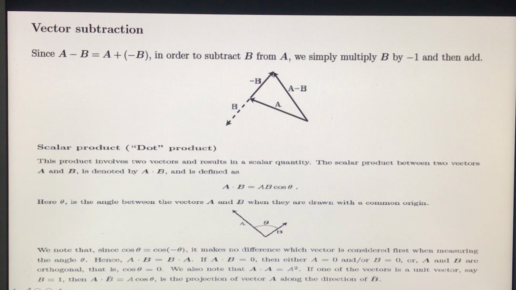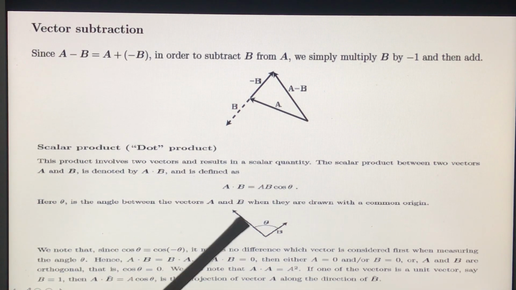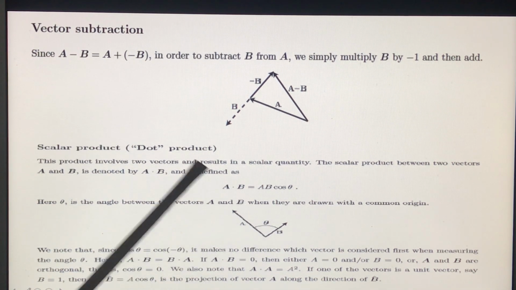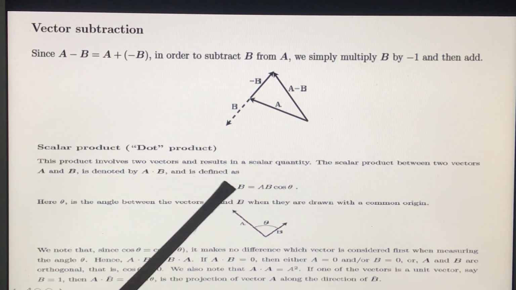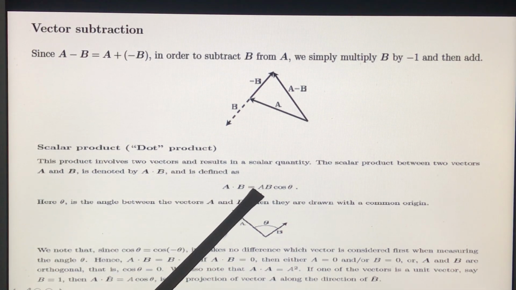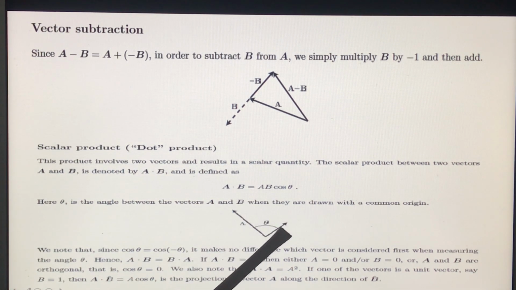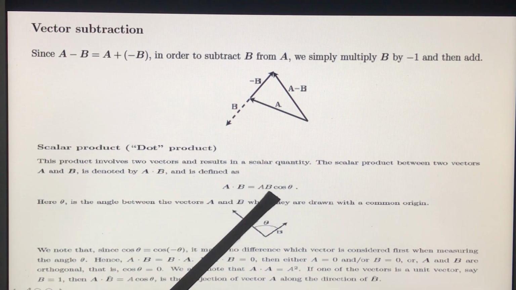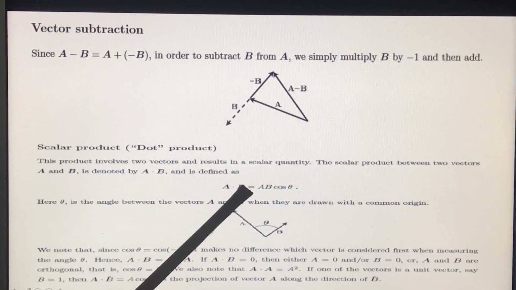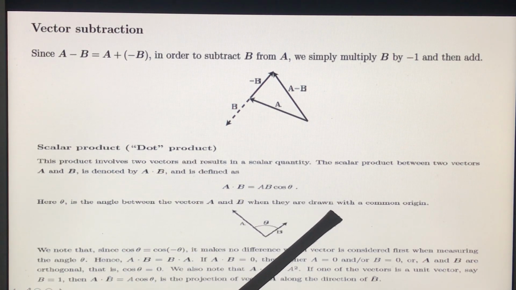Okay, so first let me start with the scalar product or the dot product. Suppose A and B are two vectors and the angle between the two vectors is theta, then the dot product between two vectors is represented by A dot B is equal to magnitude of A into magnitude of B into cosine of the angle between A and B. So A dot B is nothing but AB cos theta. You can see A is a vector, B is a vector, but their resultant is a scalar quantity.